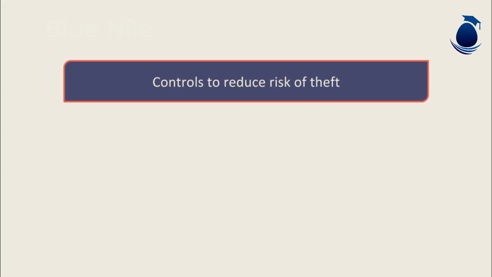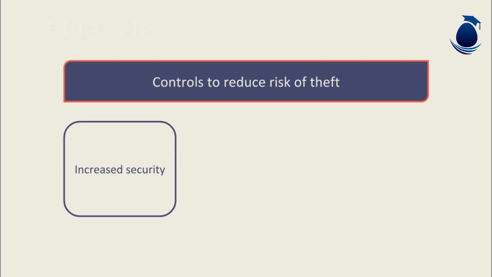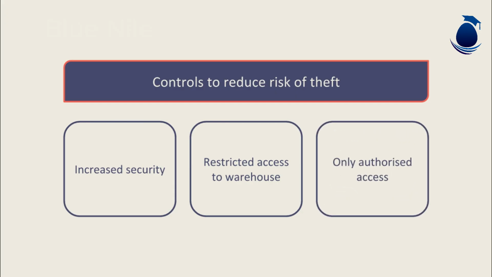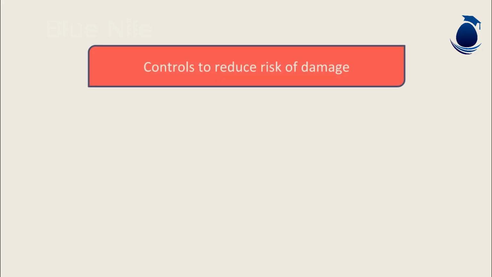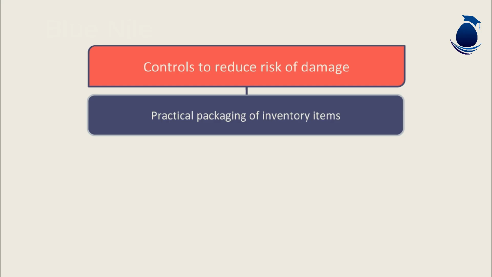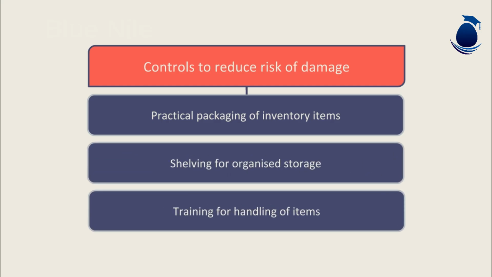Examples of controls to reduce the risk of theft are increased security such as CCTV, alarm systems, and security guards. Restricted access to the warehouse, for example, limited exits. And only authorized access, for example, swipe card access or fingerprint recognition at entry points. Examples of controls to reduce the risk of damage could be practical packaging of inventory items, shelving for organized storage, and training for handling of items.